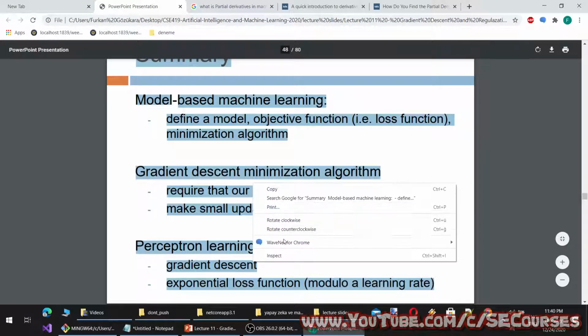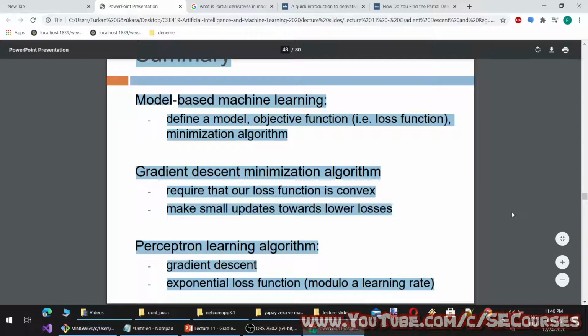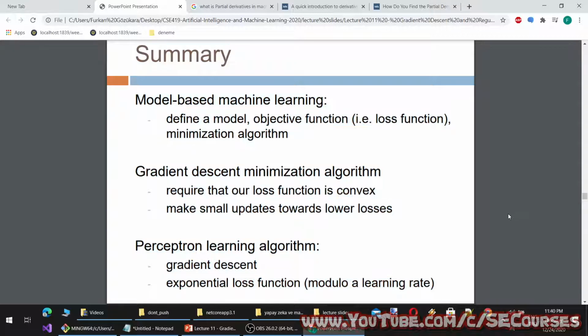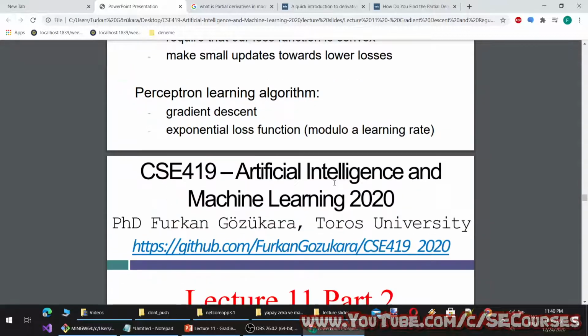So the summary. Summary of model-based machine learning: define a model, an objective function, i.e. loss function, and a minimization algorithm. For the gradient descent minimization algorithm, we require that our loss function is convex, and make small updates towards lower losses. Perceptron learning algorithm: gradient descent, exponential loss function, modulo learning rate.